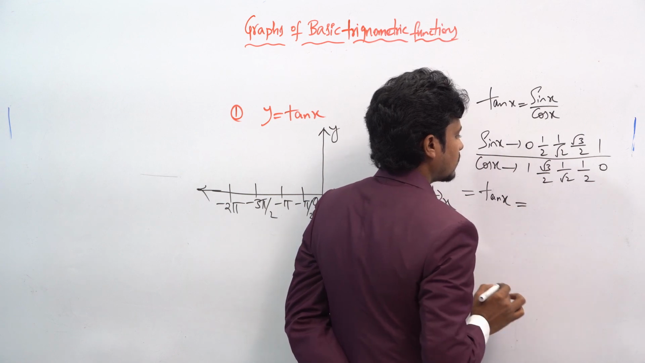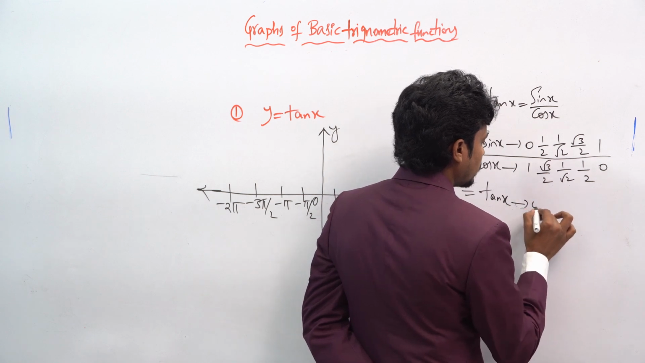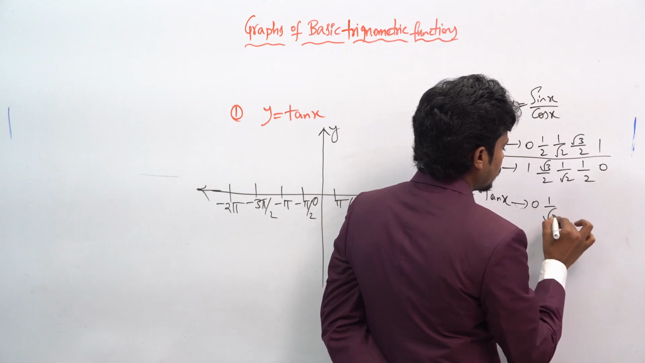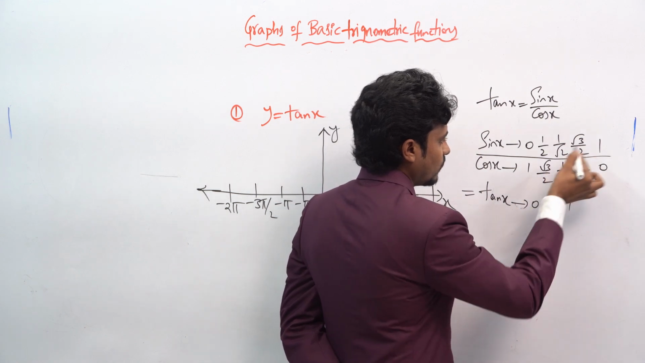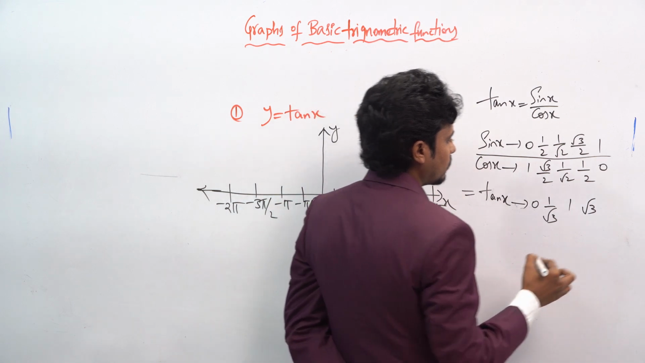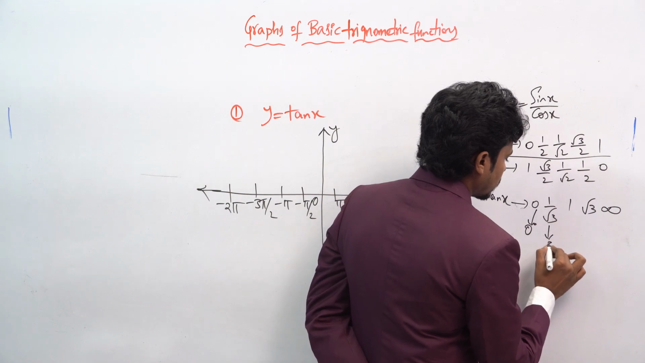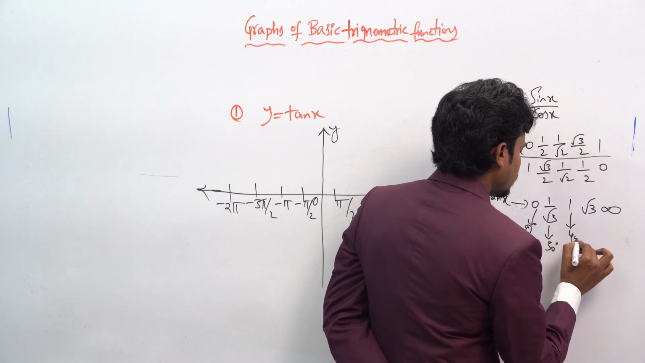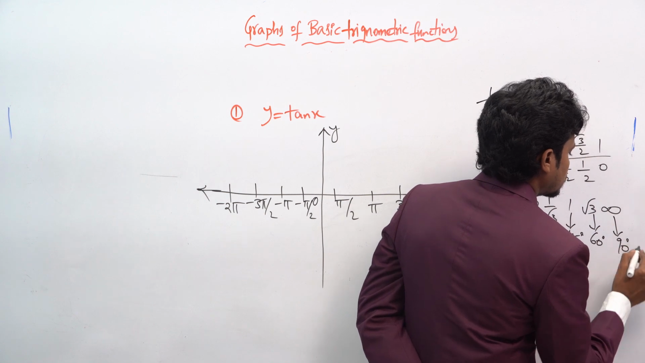So tan x will be equal to, here this will be 0, and here 2 will get cancelled with each other, 1 divided by root 3, and here root 2 will get cancelled with each other, this will become 1, and here 2 will get cancelled with each other, this will become root 3, and here 1 divided by 0, that will go to infinite. This was for 0 degrees, this was for 30 degrees, this was for 45 degrees, this was for 60 degrees and this was for 90 degrees.